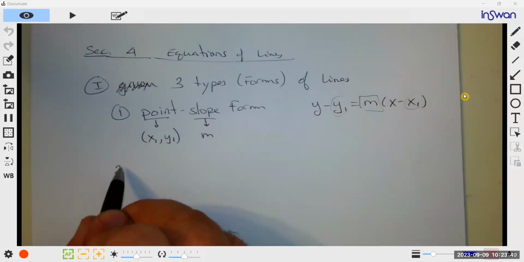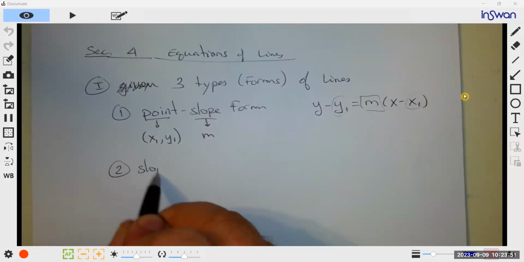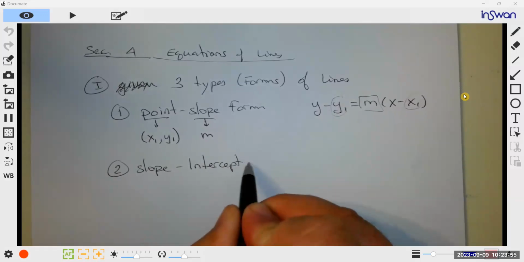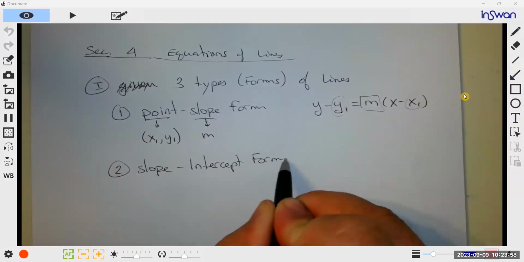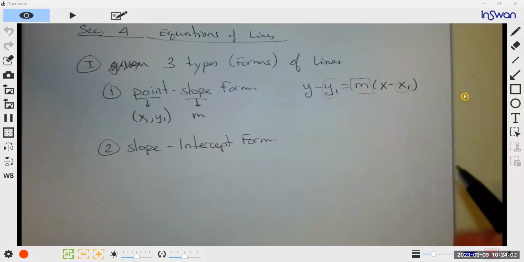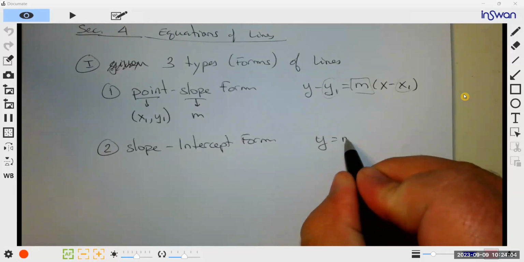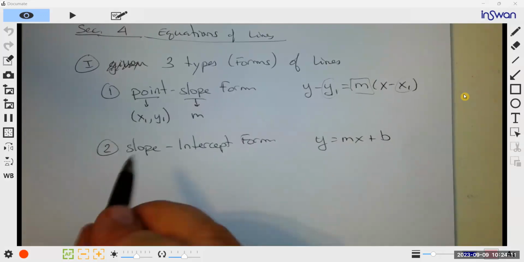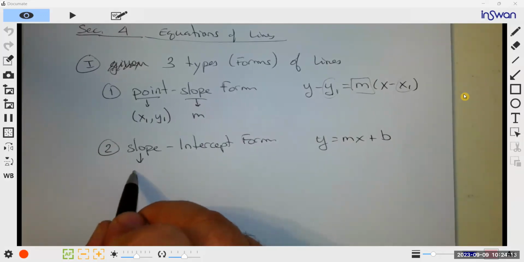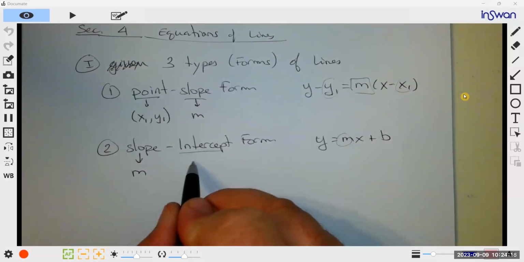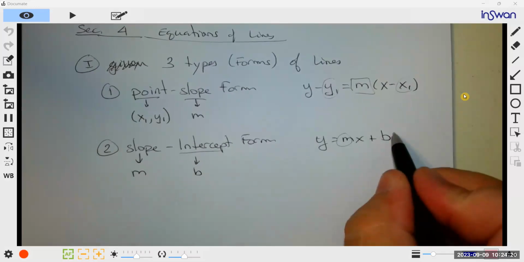The second is the slope intercept form. This is the traditional one everybody talks about when they think about lines. They'll always say y equals mx plus b. It has the slope, which is the m, and the y-intercept, which is the b value.